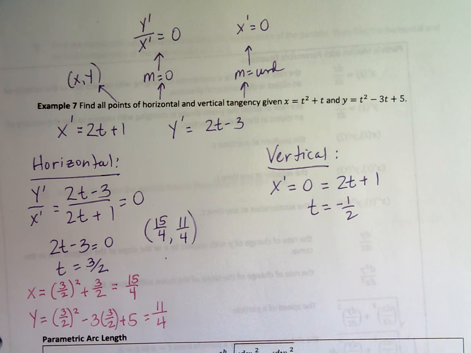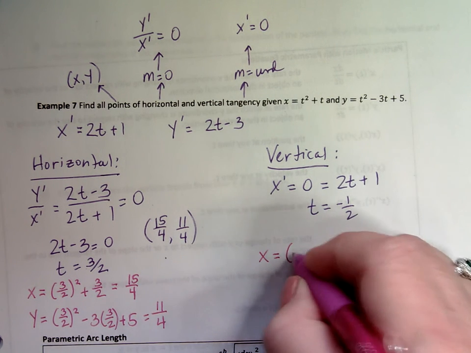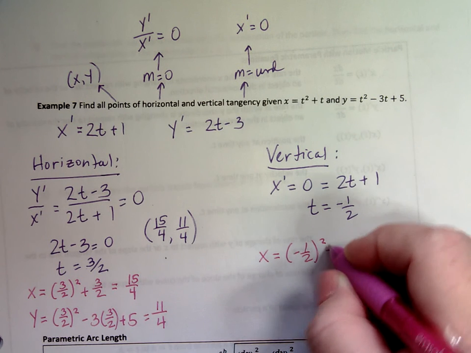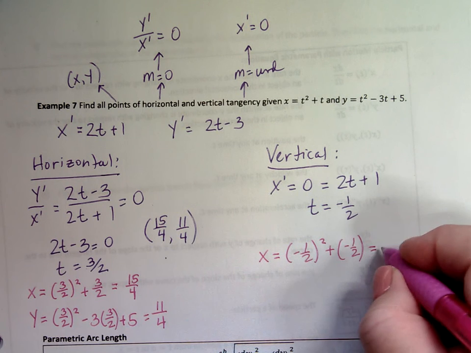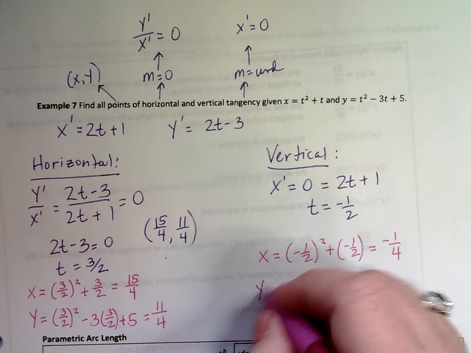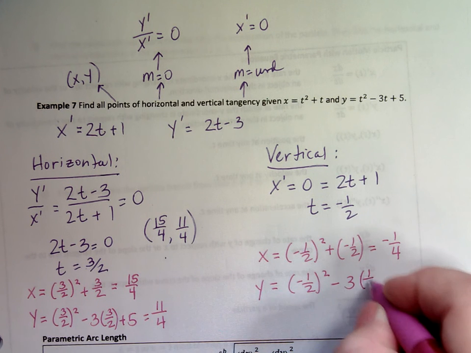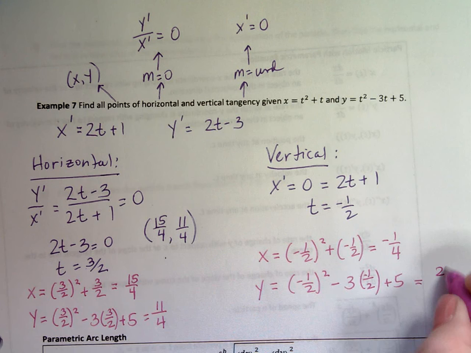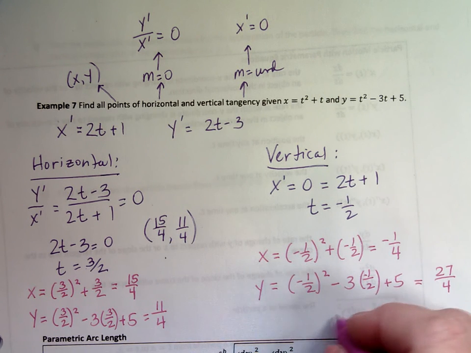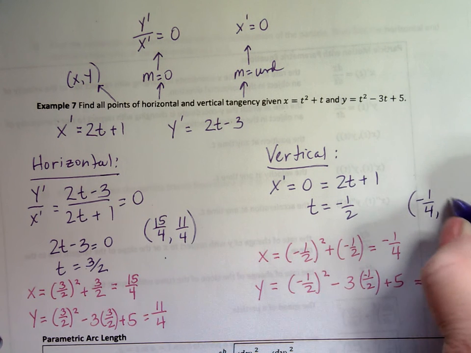Then you're going to do the same thing. You need the coordinate where that happens. So my x is going to be negative 1/2 squared plus negative 1/2. That gives you negative 1/4. My y is going to be negative 1/2 squared minus 3 times negative 1/2 plus 5, and that's going to be a value of 27/4. So my coordinate for this one, where it's a vertical tangent, is negative 1/4 and 27/4. And that's the answer to the problem.